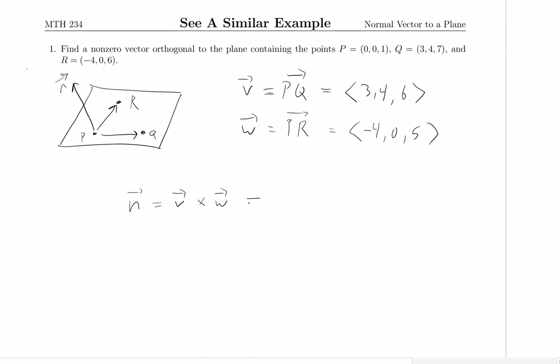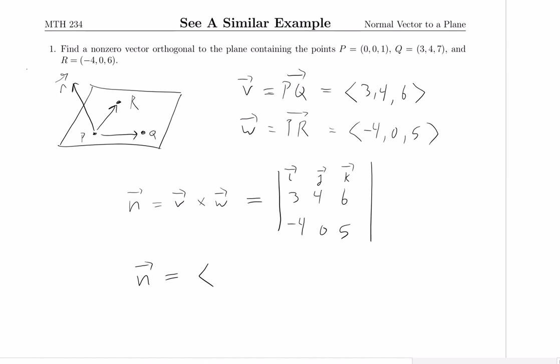So remember how we compute the cross product. We can think of it as a 3x3 determinant. In the top row we put these standard basis vectors I, J, K. The second row we put the components of V. In the third row we put the components of W. And then just expand this determinant.